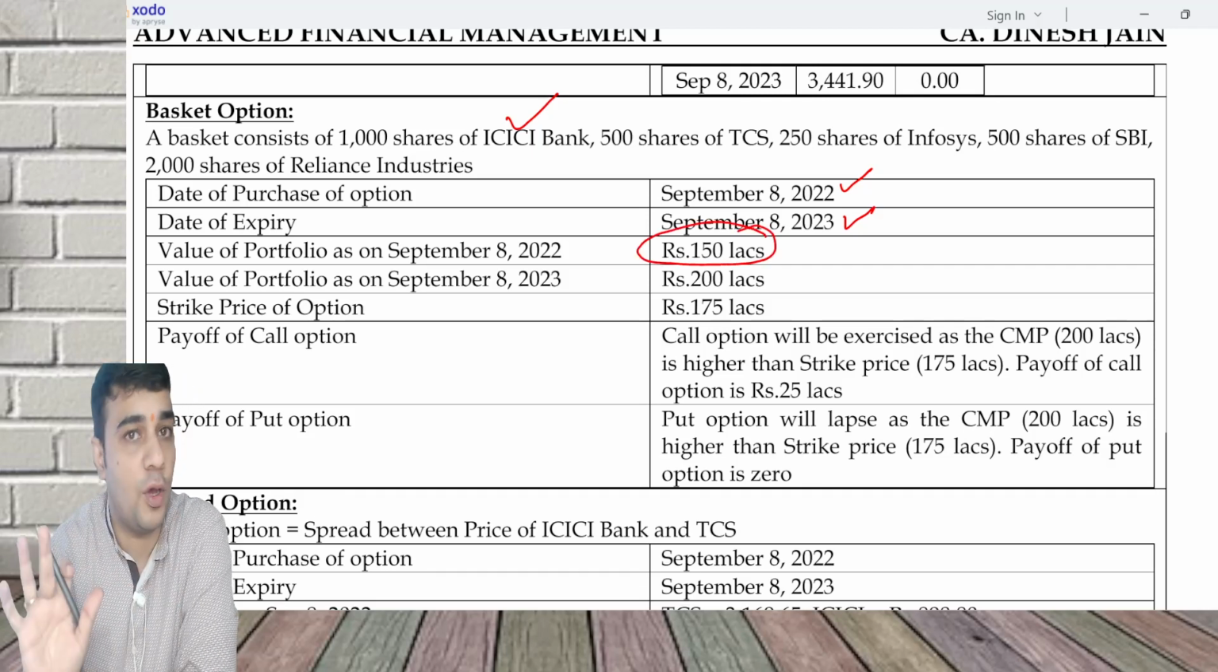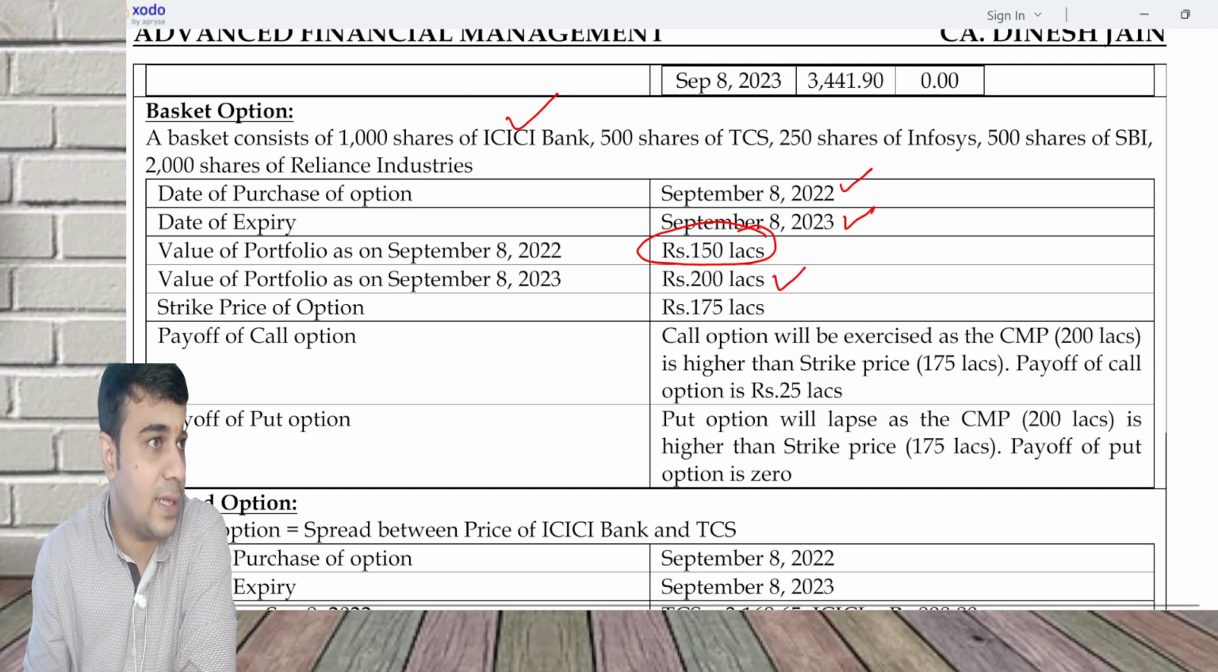On the date I entered, whether I had the portfolio or not, I'm not bothered about it. The value is 150 lakhs. On the last day, the value is 200 lakh. I took an exercise price of 175 lakh.